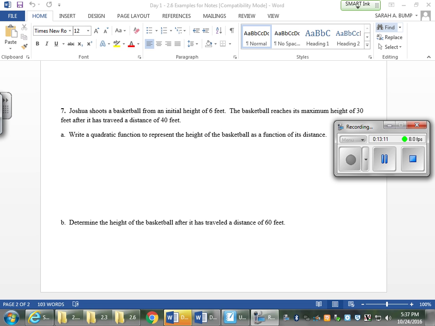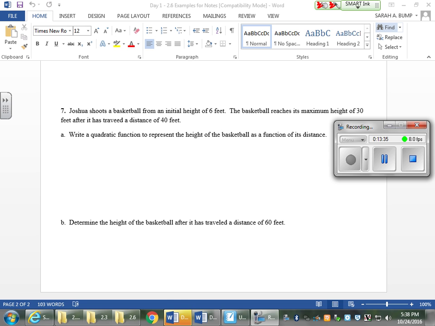So let's read it. It says Joshua shoots a basketball from an initial height of 6 feet. The basketball reaches its maximum height of 30 feet after it has traveled a distance of 40 feet. So we're going to write a quadratic function to represent the height as a function of its distance. So distance is x and height is y. So we do have enough information to write an equation.